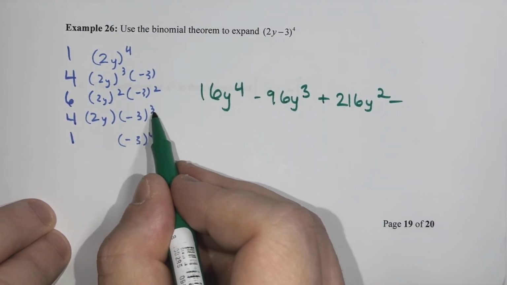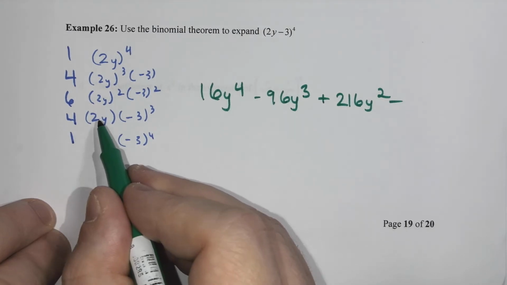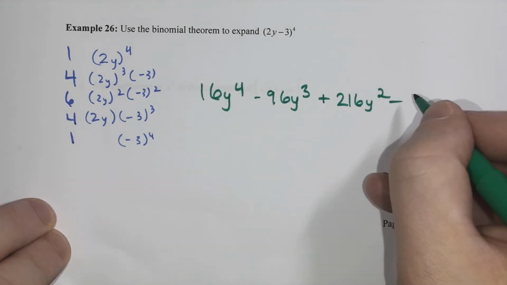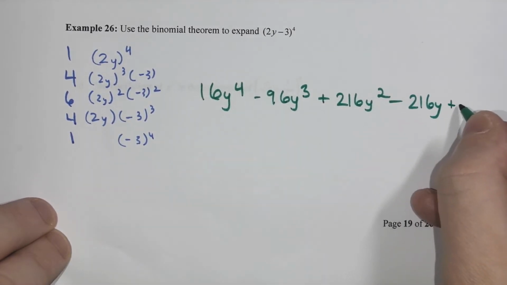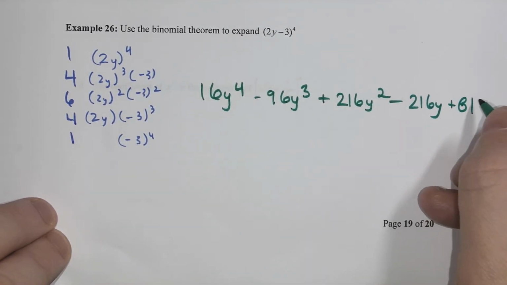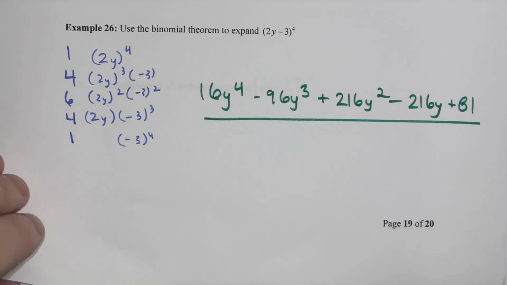3 cubed is 27. 27 times 2 is 54. 54 times 4, oh, that's also 216. That doesn't always happen. But then 3 to the fourth is positive 81. So there, again, is a very efficient way of figuring out what the quantity 2y minus 3 to the fourth is, without having to do 2y minus 3 times 2y minus 3, then multiply that by 2y minus 3, and just hope that you get it right with all the arithmetic.